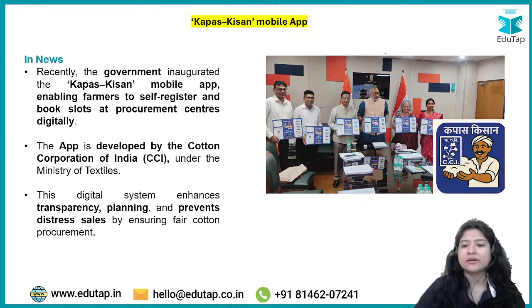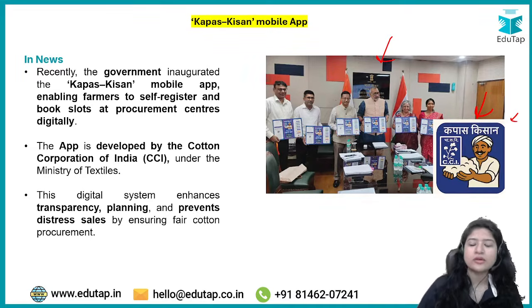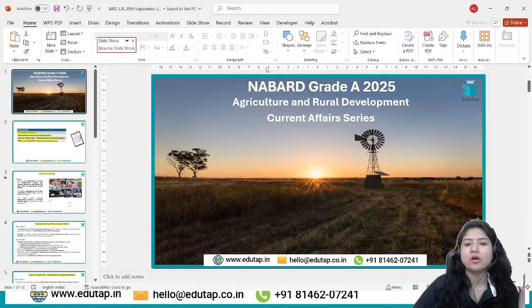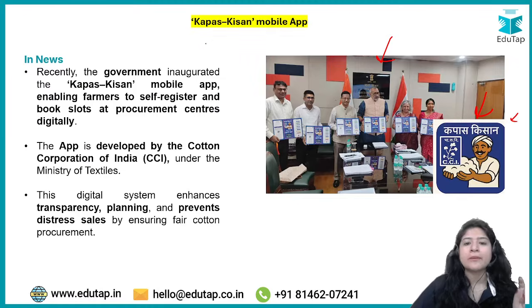So basically the app has been launched and it looks something like this. Like if you go to download, every app has a logo, right? So this is the logo of Kapas Kisan. Okay, Kapas is what? Kapas is your cotton. Okay, in case you don't know, Kapas is cotton and kisan means your farmer. So this particular app targets what sort of farmer? Cotton farmers. Okay, so Kapas Kisan, it is a mobile app.